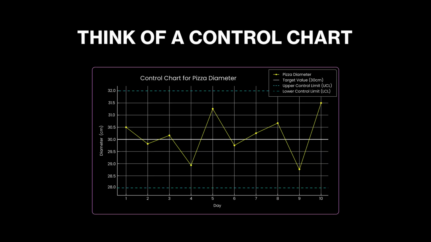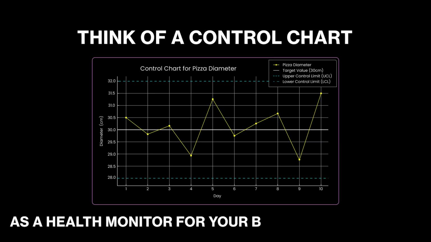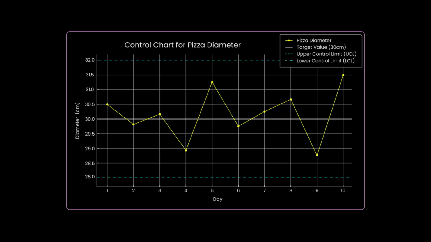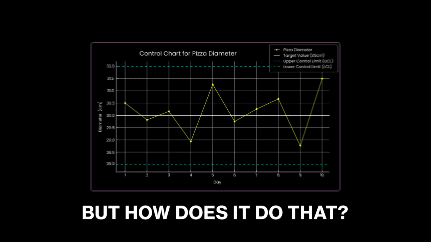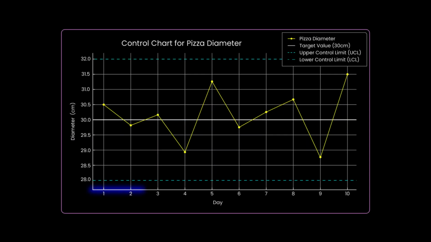Think of the control chart as a health monitor for your business or process. It tracks results over time and tells you whether changes are just random noise or something you need to fix fast. But how does it do that? Well, the x-axis shows time or the sequence of observations. The y-axis shows the measurement you're monitoring, like delivery time. The center line represents average performance.